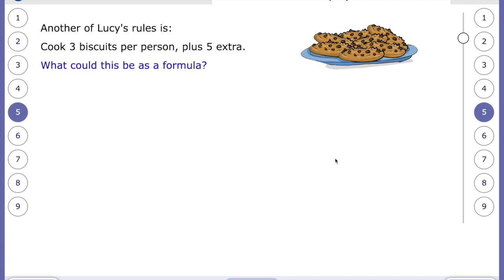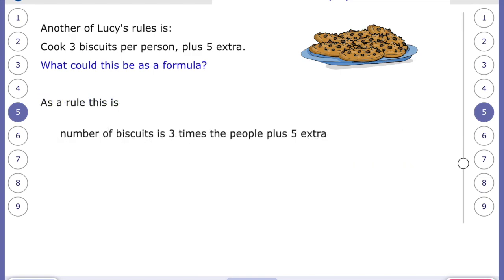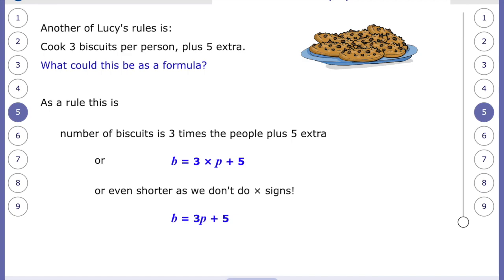Another of Lucy's rules is that we cook 3 biscuits per person with 5 extra. So what could this formula be? Well, let's try it with numbers first. If we had 10 people, each person needs 3 biscuits. 10 times 3 equals 30, plus 5 extra would make 35. So the rule is the number of biscuits is 3 times the people plus 5 extra. If we shorten that down, B equals 3 times P add 5. Or even shorter, we can get rid of the multiplication sign and say B equals 3P add 5.